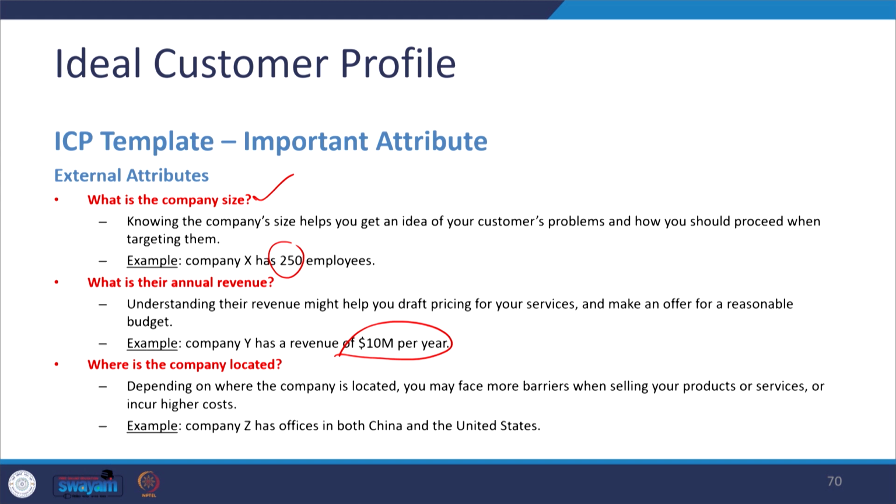Another question you can ask is where the company is located. How is this important? Because depending on where the company is located, you may face more barriers when selling your products or services or incur higher costs as well. That's why location is important. Say for example, company Z is in China, or they have operations in both China and the US.